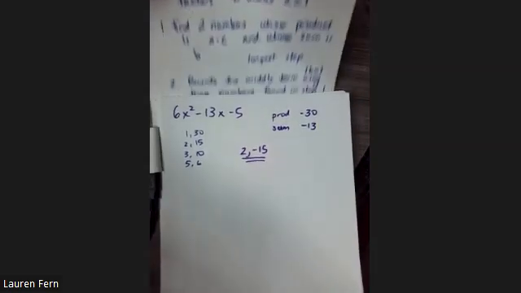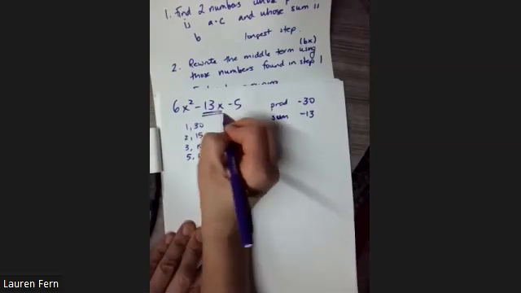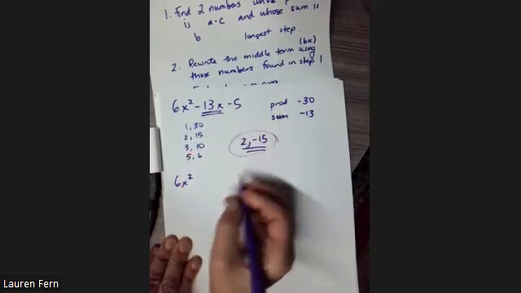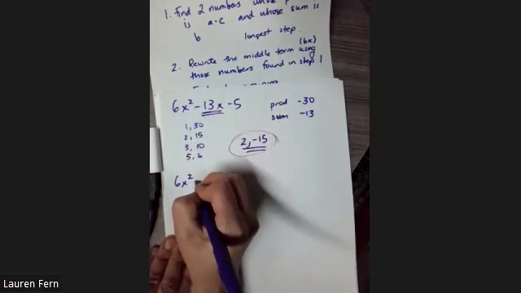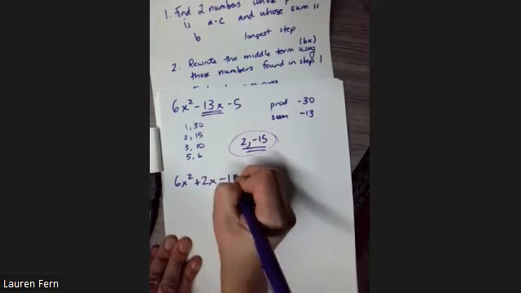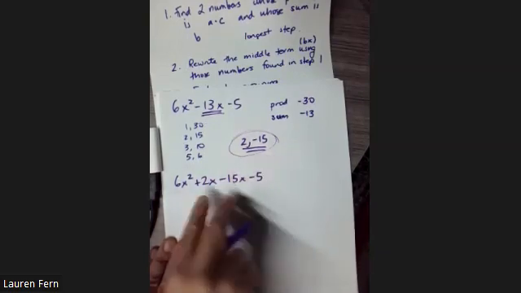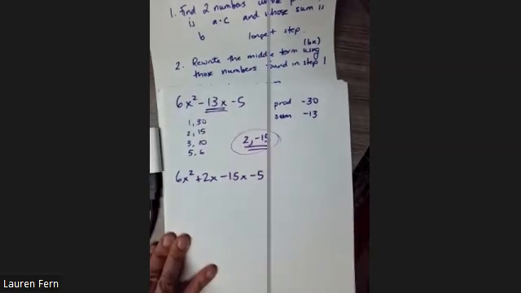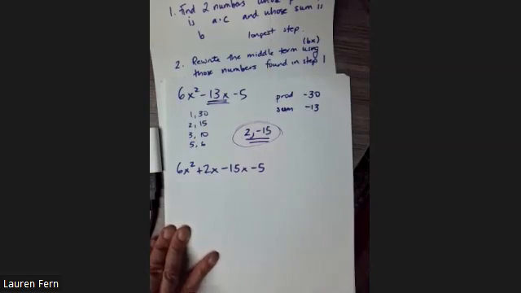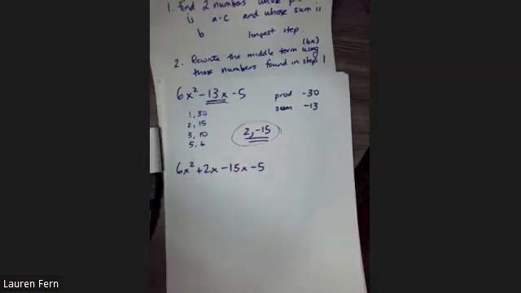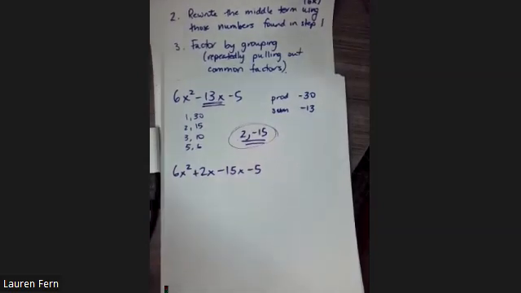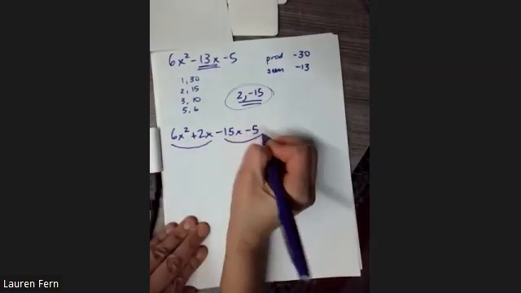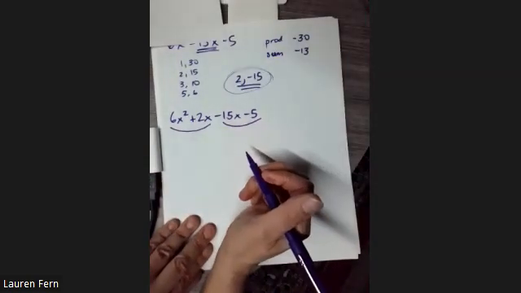So my next step is to rewrite this middle term using these numbers. In other words, instead of negative 13x, I'm going to have 6x squared plus 2x minus 15x minus 5. Notice this is exactly the same. I just rewrote it using those 2 numbers. Finally, our last step is to factor by grouping. What do I mean by that? Group your first 2 terms and your second 2 terms.